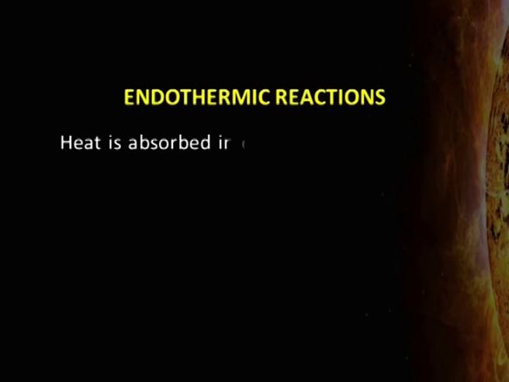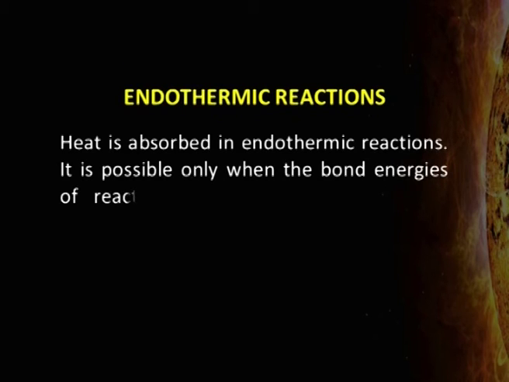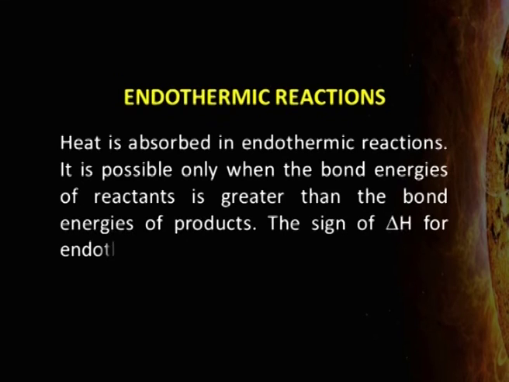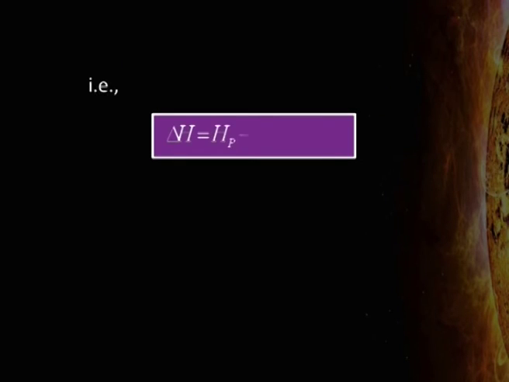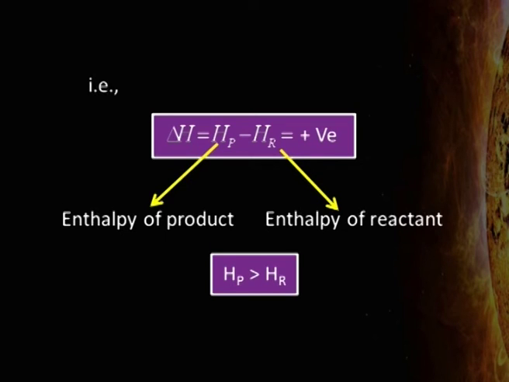The second type of thermochemical reactions are endothermic reactions. Heat energy is absorbed in endothermic reactions. It is possible only when the bond energies of reactants are greater than the bond energies of products. The sign of delta H for endothermic reactions is positive, that is Hp minus Hr, that is enthalpy of products minus enthalpy of reactants is positive. It can be said that enthalpy of products is greater than enthalpy of reactants.